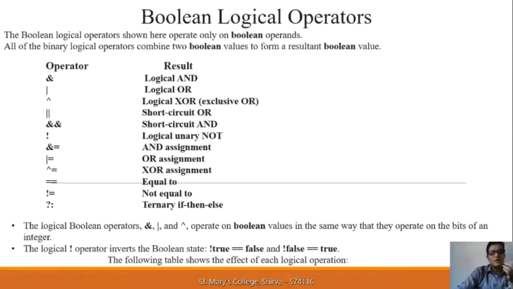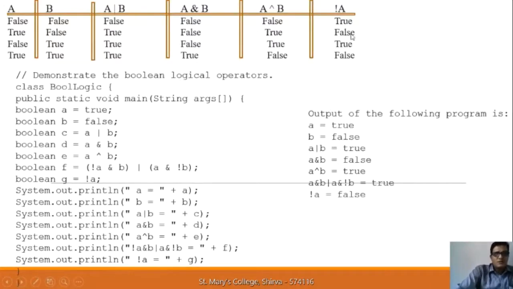Likewise. And next our operator is the Boolean logical operator. It is simply a logical operator. All these operators you have learned till now in the bitwise operators. Here the single ampersand is treated as a logical AND, the single pipe is also used as an OR operator. Cap symbol is a logical exclusive OR, double pipe is a short circuit OR, double ampersand is a short circuit AND, negation is a logical unary NOT, ampersand equal to is AND assignment, pipe equal to is OR assignment. Then we have the ternary operator. As we know the truth table, based on the truth table this operation will be executed.